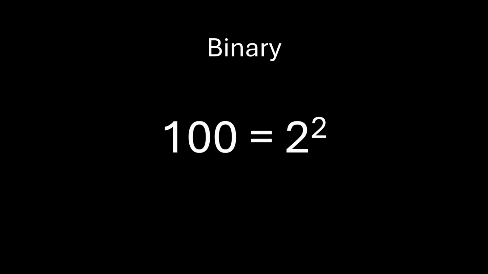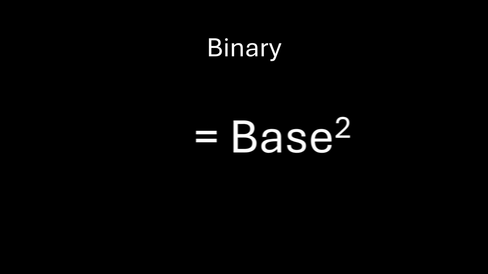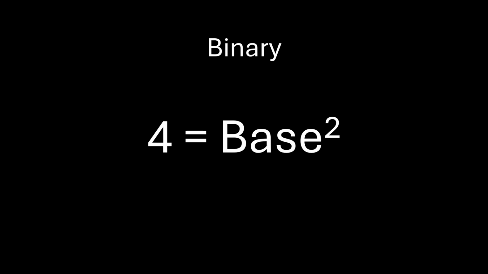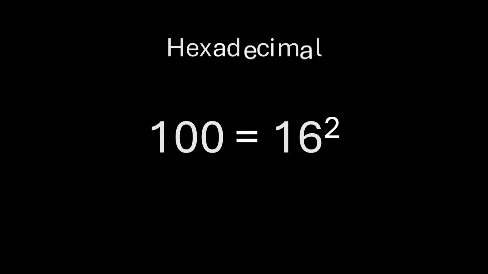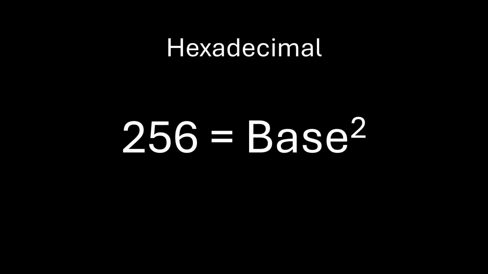In base 2, we can only have a 1 or a 0, which means 100 is equivalent to 2 to the power of 2, because 2 zeros means raising the base to that power, which is 4. In base 16, 100 would be 16 to the power of 2, which is 256. In an 8-bit number, the highest possible value is 255, but why exactly?